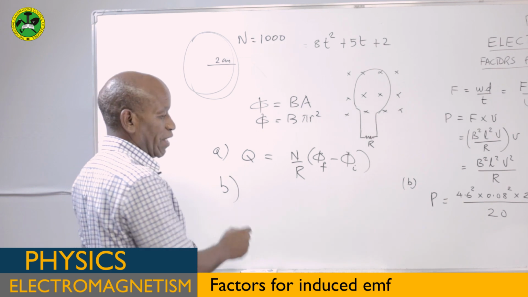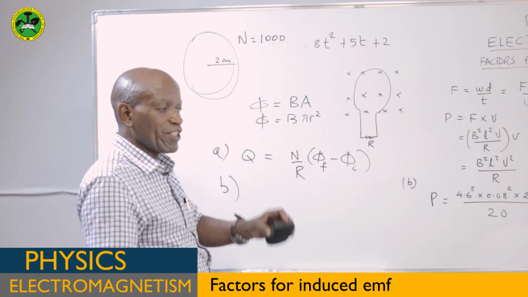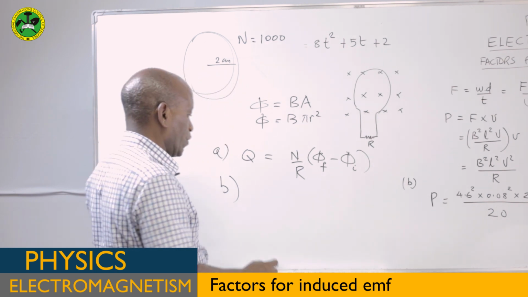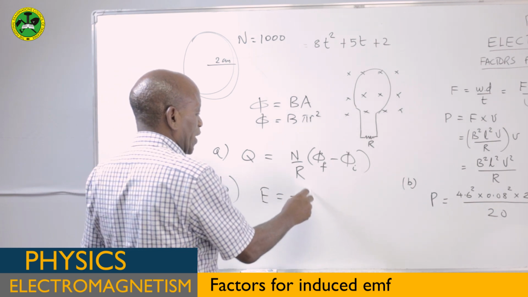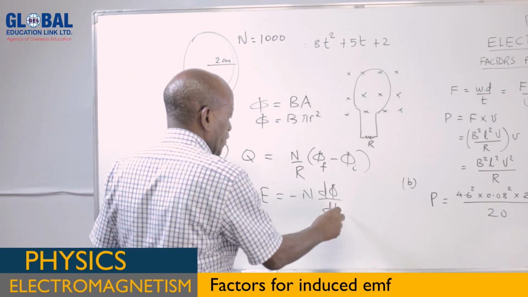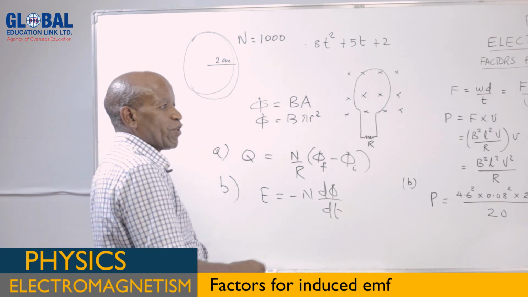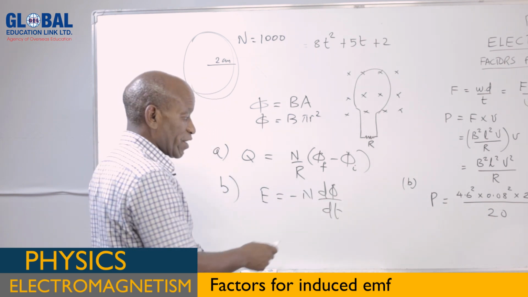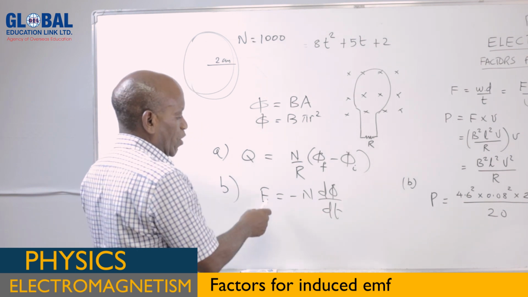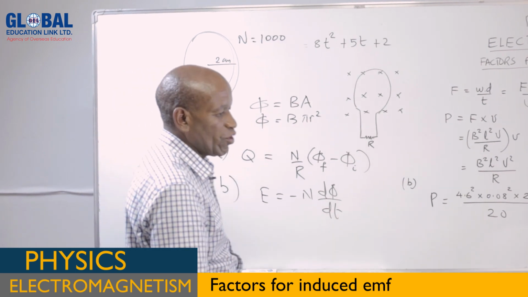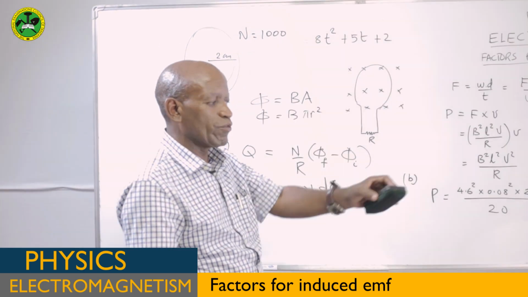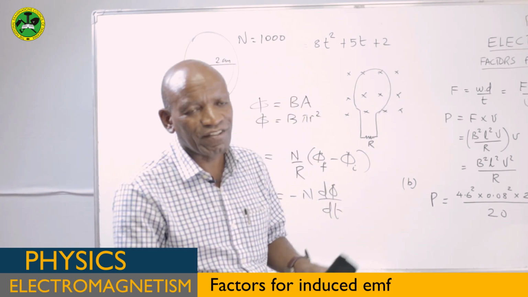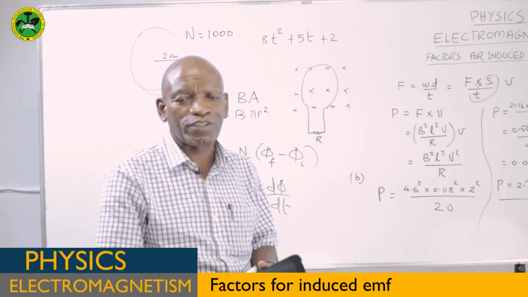For part B, as a hint, the voltage induced in the coil will come from Faraday's law, where E is equal to minus N d phi dt, where N is the number of turns given there, and d phi dt is the rate of change of the magnetic flux. You can eventually obtain the induced EMF E, that is the voltage induced in the coil. So this is just a hint for you students, take this as homework. I hope you can do it comfortably at home.